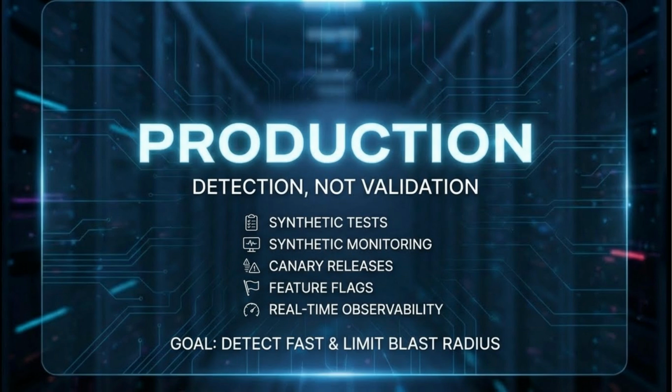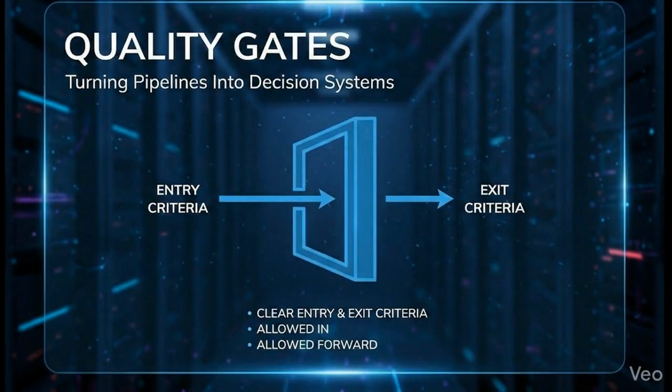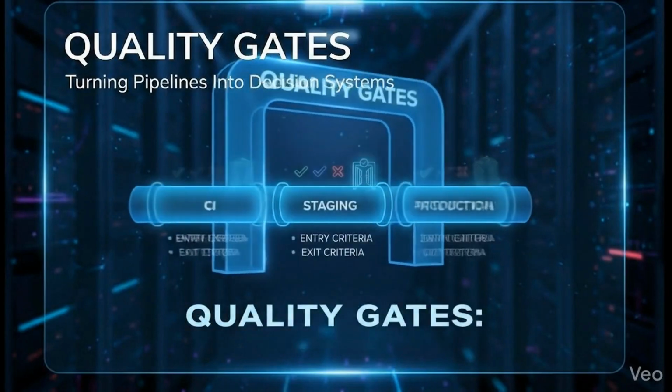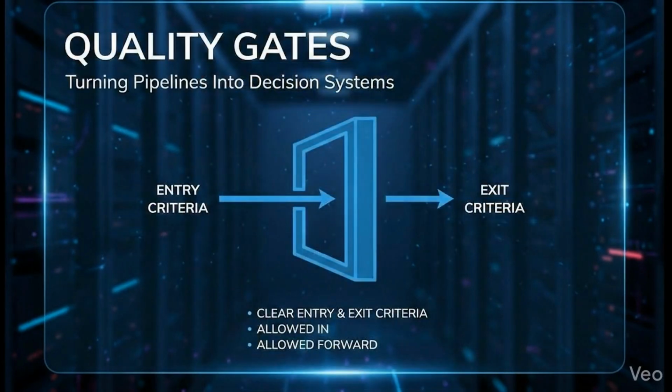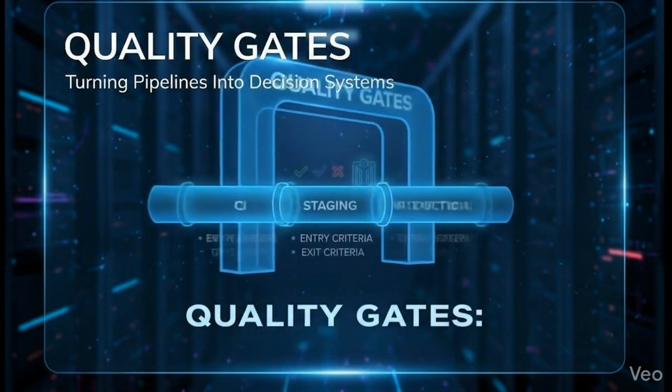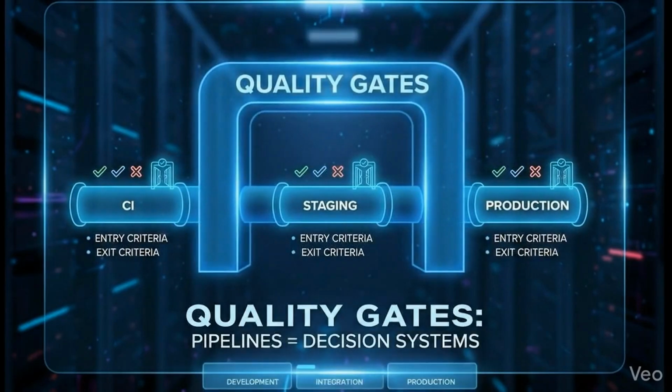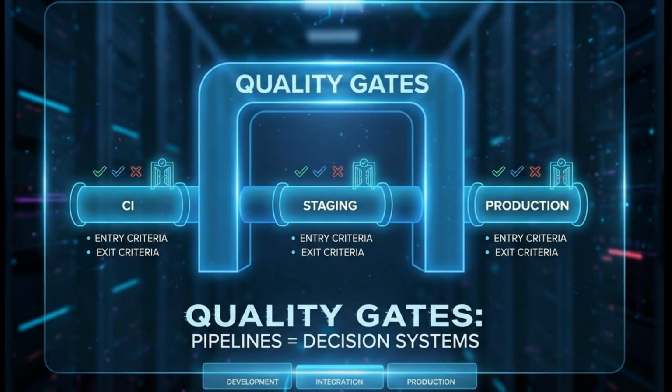Now let's talk about quality gates. Every environment should have clear entry and exit criteria. Entry criteria define when something is allowed into an environment. Exit criteria define when it is allowed to move forward. For example, CI entry might require clean builds and passing unit tests. Staging entry might require a signed release candidate and stable integration results. Production entry might require passed business-critical flows and explicit risk acceptance. Quality gates turn pipelines from suggestion systems into decision systems.